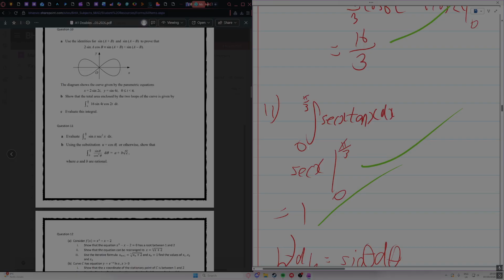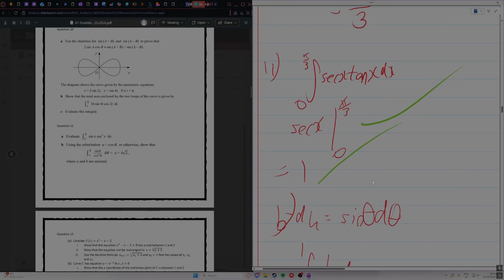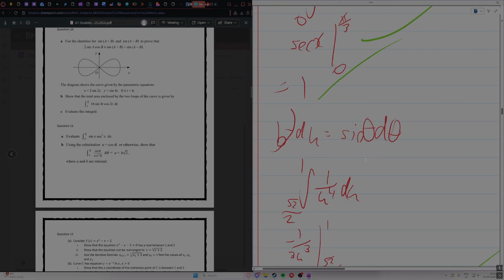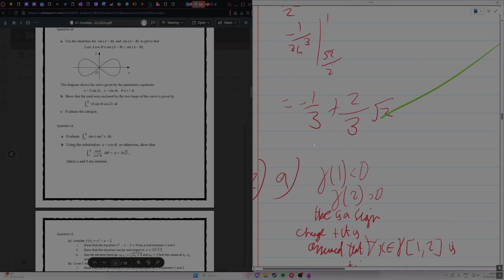Sine sec is just sec tan, which just turns into sec x. That's an easy question. Sine sec squared is just sec tan. And then substitution, this is just going to be 1 over u to the 4. Pretty simple substitution. Get your answer.